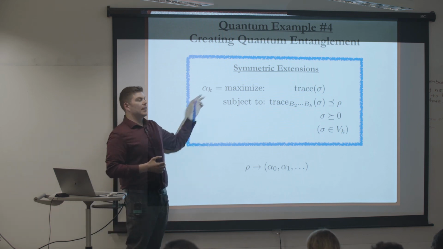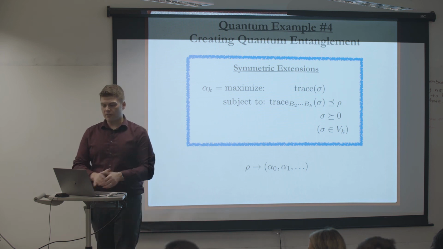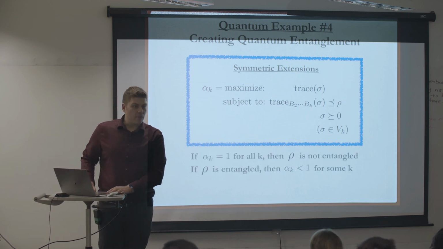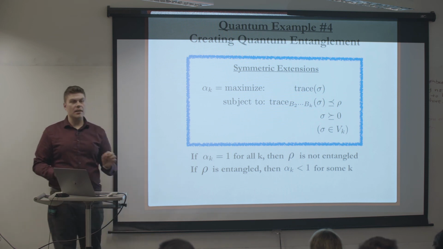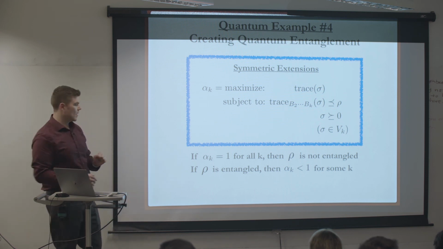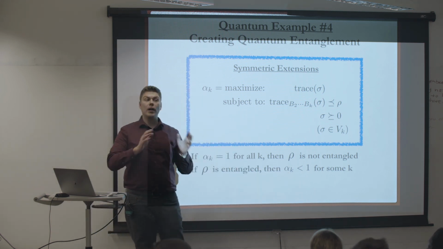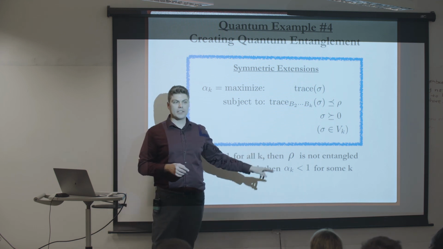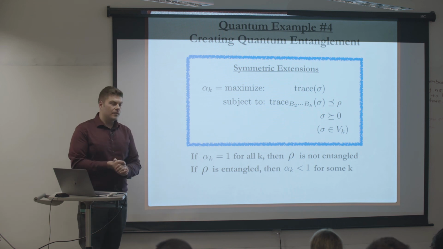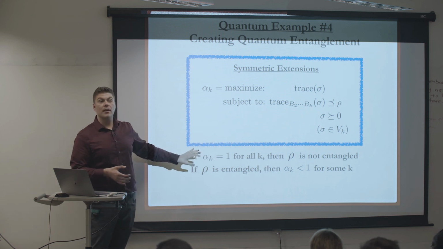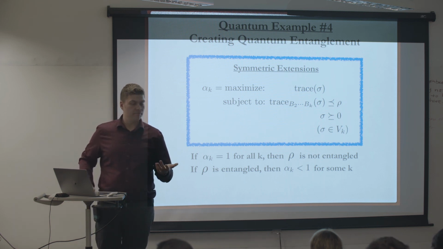And you can keep solving it and keep getting these values. So you have a sequence of real numbers. If that sequence stays at 1 the entire time, your state is not entangled. But if it is entangled, at some point in the sequence, we don't know when, it's going to dip below 1 and stay there. So if you have a lot of time on your hands, you can get a pretty good estimate of whether or not it's entangled. And this is known as an SDP hierarchy.